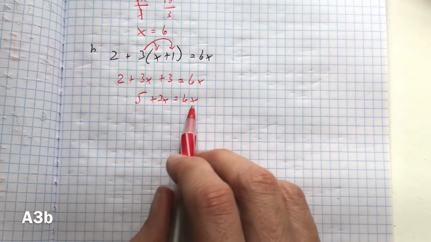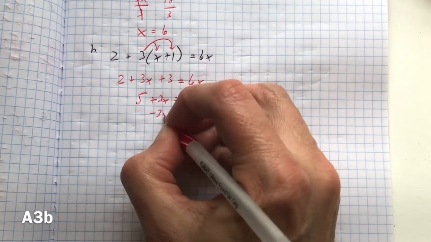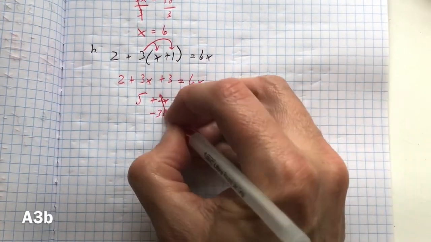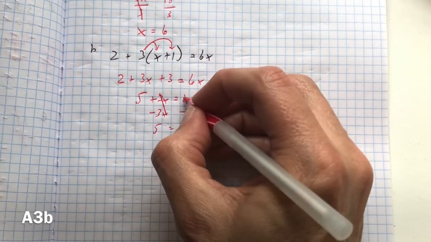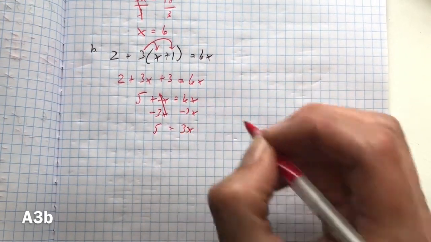All right, so here we go. We've got to get these pouches together. So minus 3x here, minus 3x here. This cancels. I've got 5 is equal to 6x minus 3x, which is going to be a 3x.